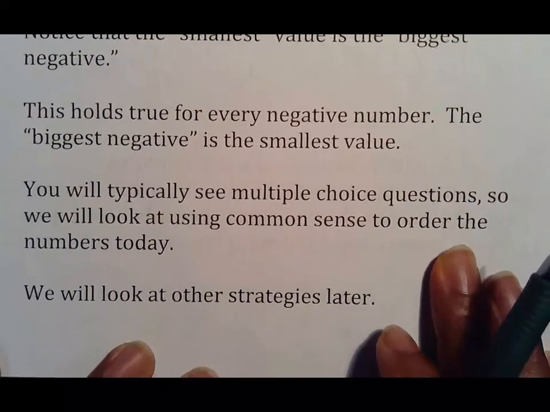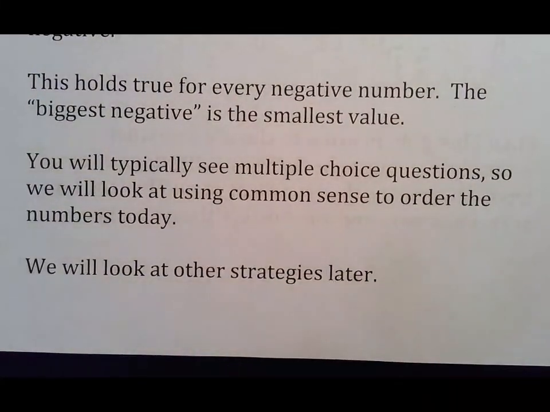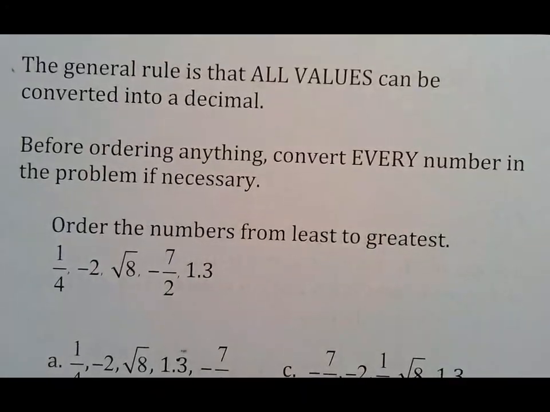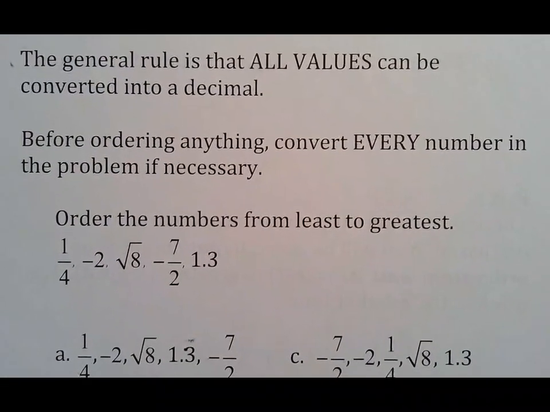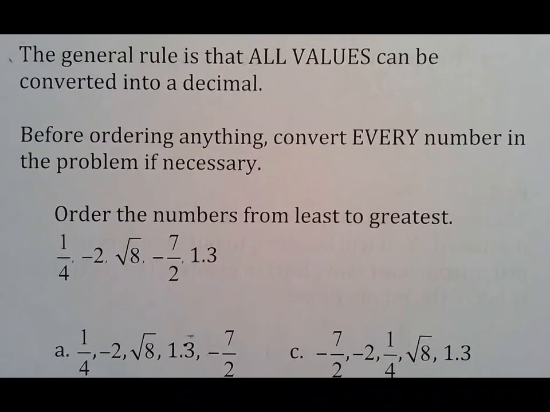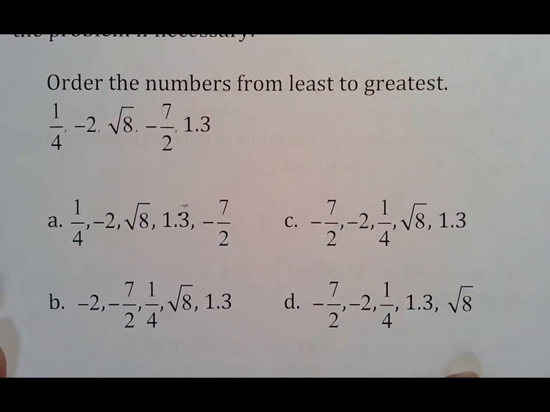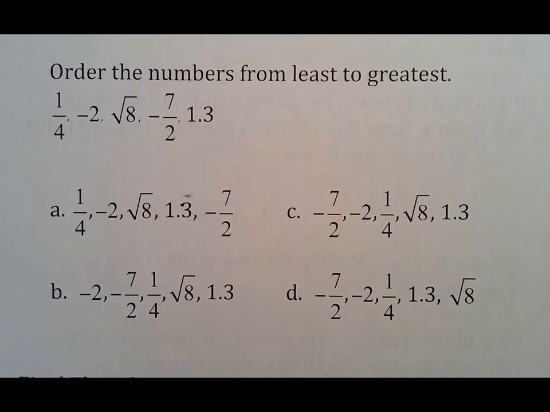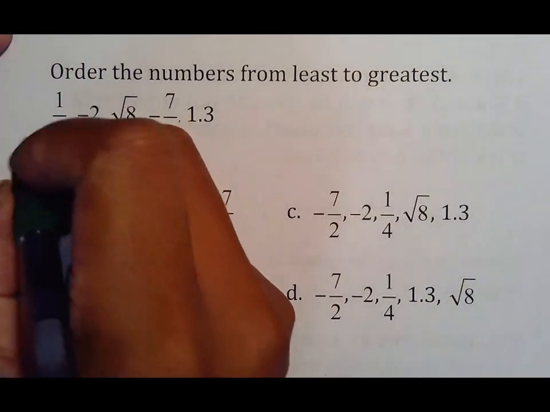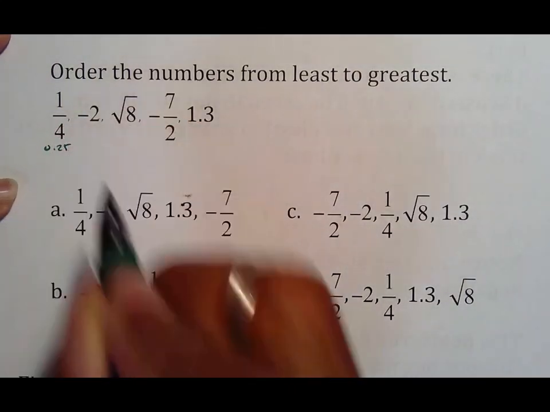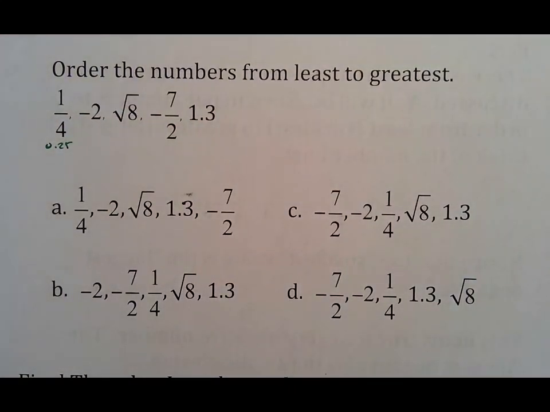You'll typically see multiple choice questions, so we will look at using common sense to answer them today. We'll look at the other strategies later. The general rule is that all values can be converted into a decimal. Before ordering anything, convert every number in the problem if necessary. So if I were asked to order these numbers from least to greatest, I'm not going to use a calculator because I don't think I need to. 1 over 4 is 1/4. That's about 0.25. So I'm going to change that number.